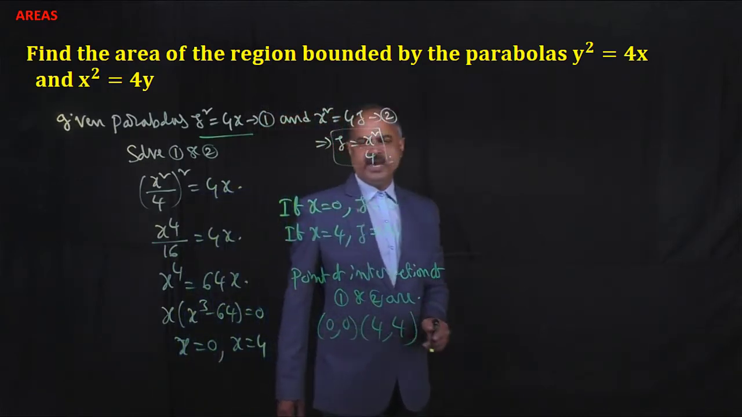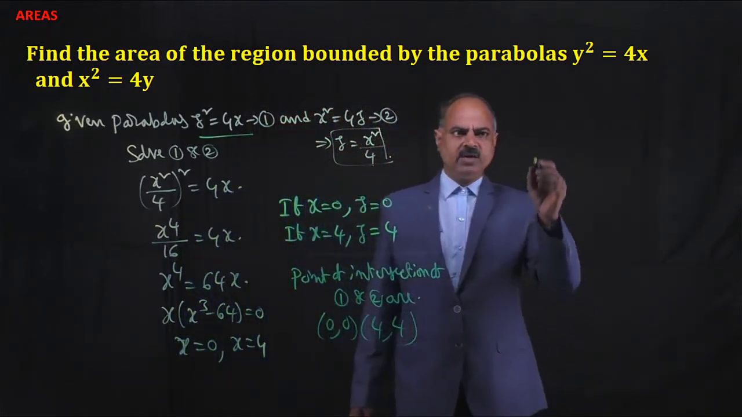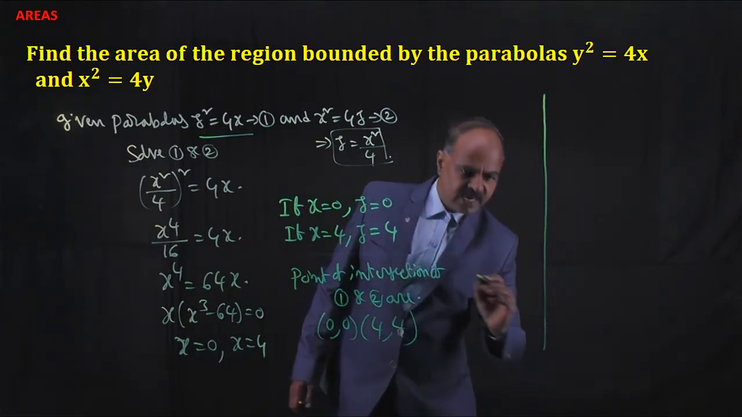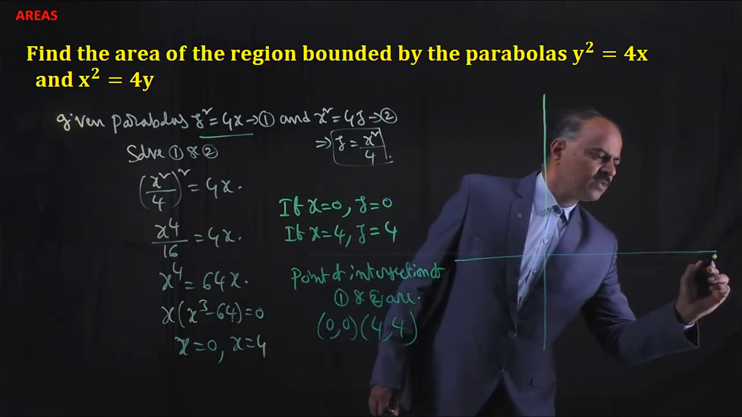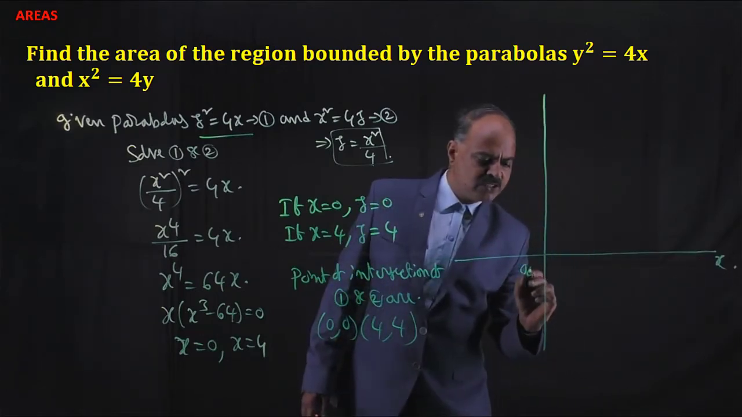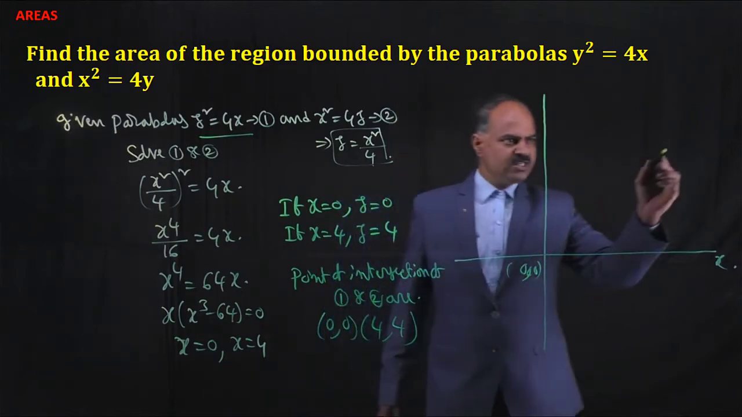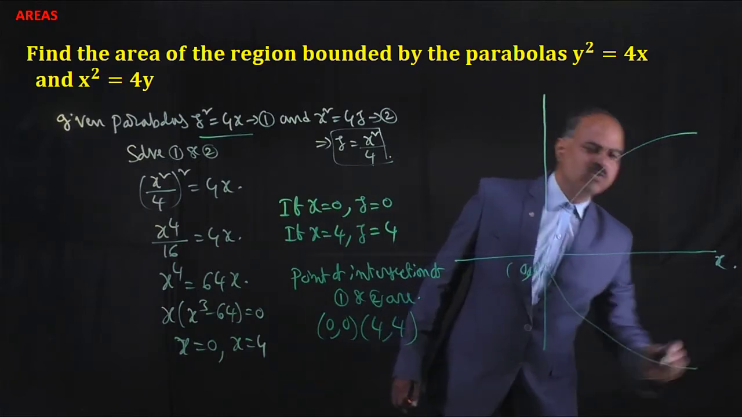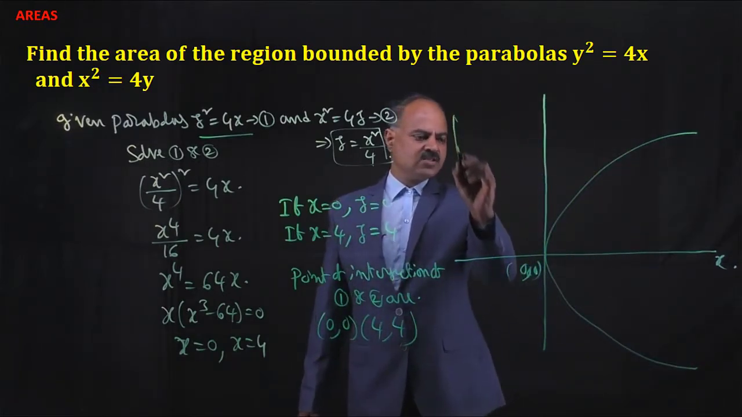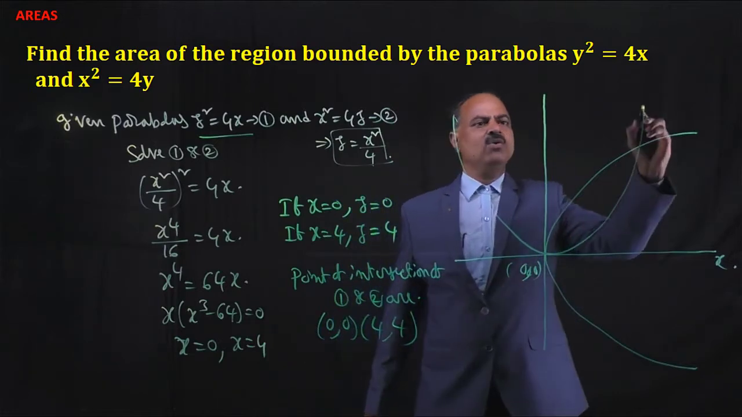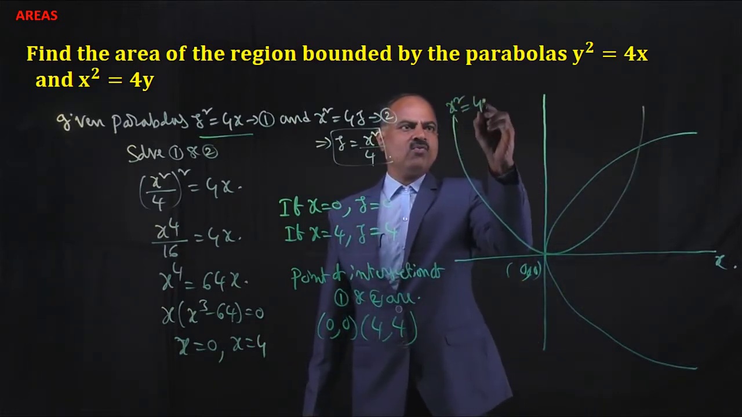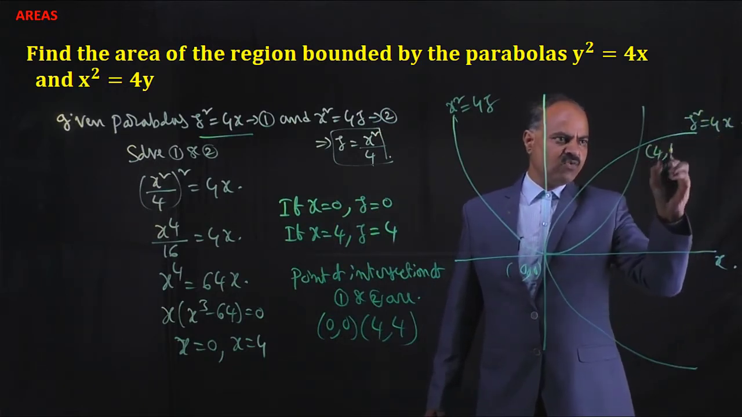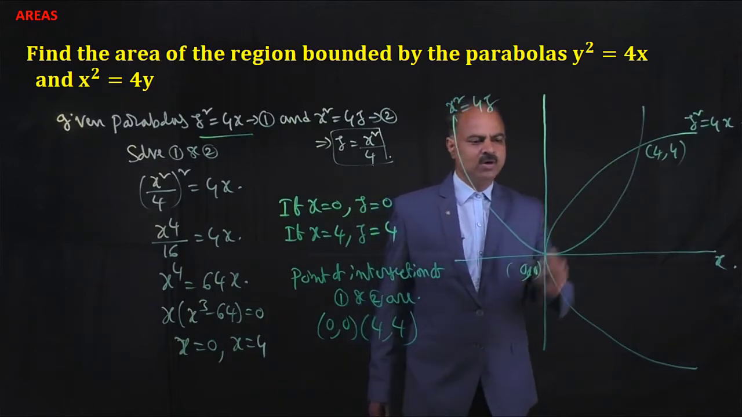Draw the curves y² equals 4x and x² equals 4y. So this is the y-axis and this is the x-axis. This is the origin (0, 0). This curve is y² equals 4x, and this curve is x² equals 4y. The points of intersection are (4, 4) and (0, 0).